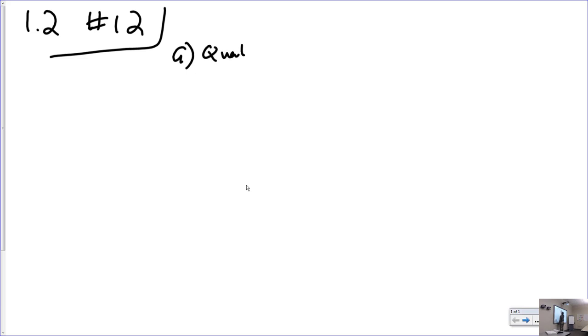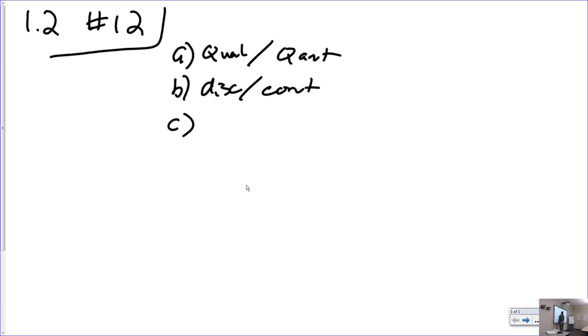Okay, pick one. 12. All right. What does number 12 ask us to do? This is the section where it's asking, A, is it qualitative or quantitative? B, if the data is quantitative, classify it as discrete or continuous. And then C, is it nominal or ordinal? Nominal, ordinal, ratio.